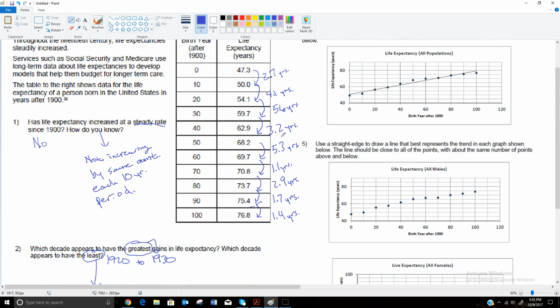Now, if you look at some of the bigger increases, you might ask yourself, why did it go up that much? Well, a lot of this has to do with healthcare. It also has to do with whether or not we have a good economy, and whether or not we're in any wars. So there's all kinds of things. 1920 to 1930 was a time of some medical advances. Same thing in this area. You were finding vaccines for polio and things like that.